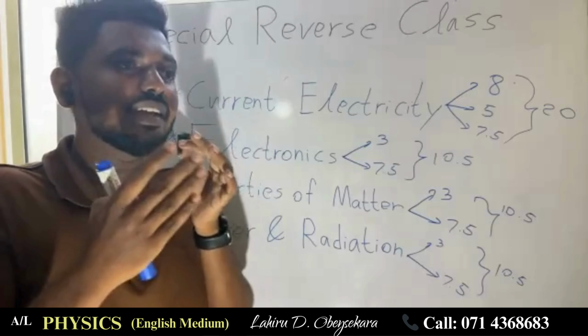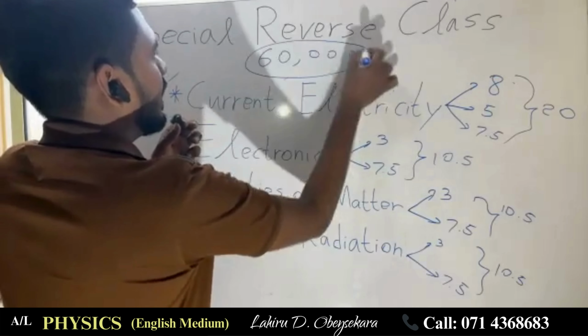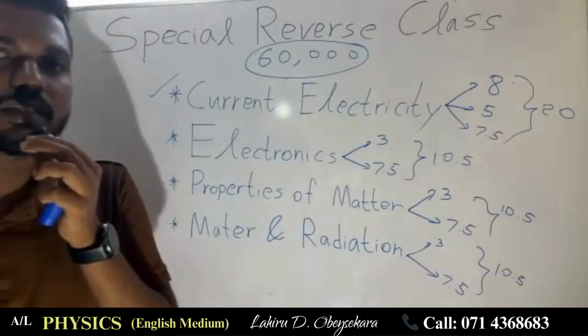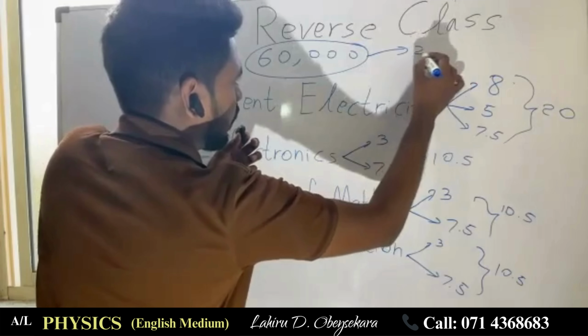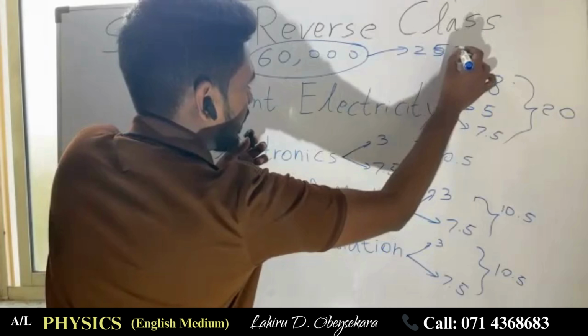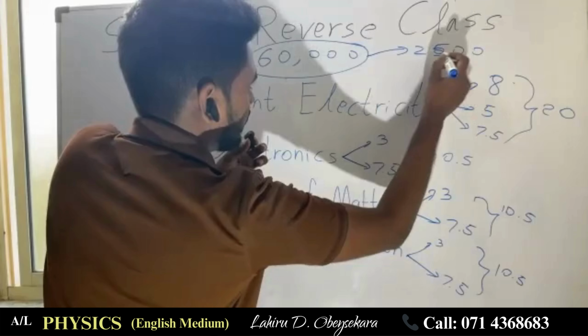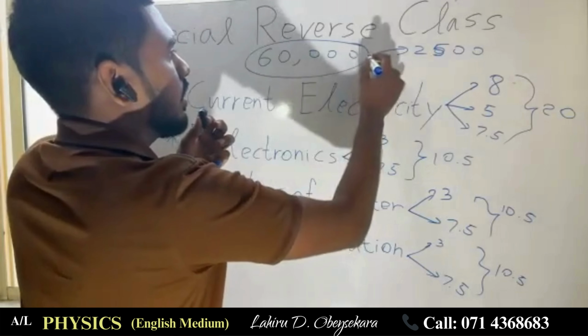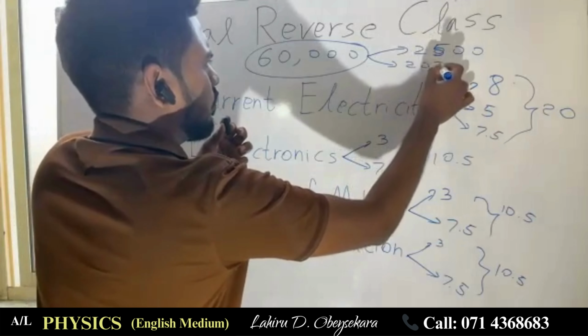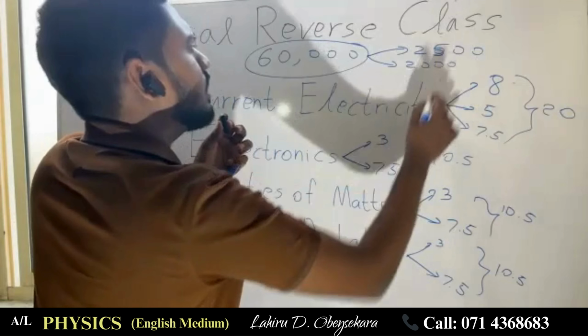Remember that in our A level, 60,000 people do A level science maths, both 60,000. But from these 60,000, only 2,500, I think it has increased, 2,500 students go to the engineering faculties, and about 2,000 or below that go to the medical faculties.